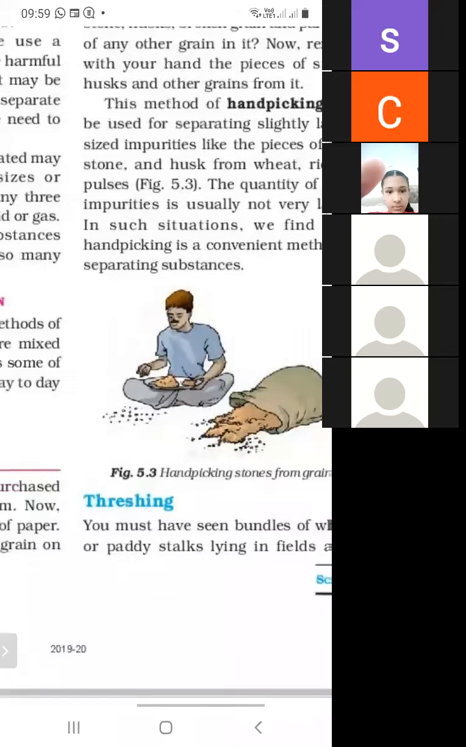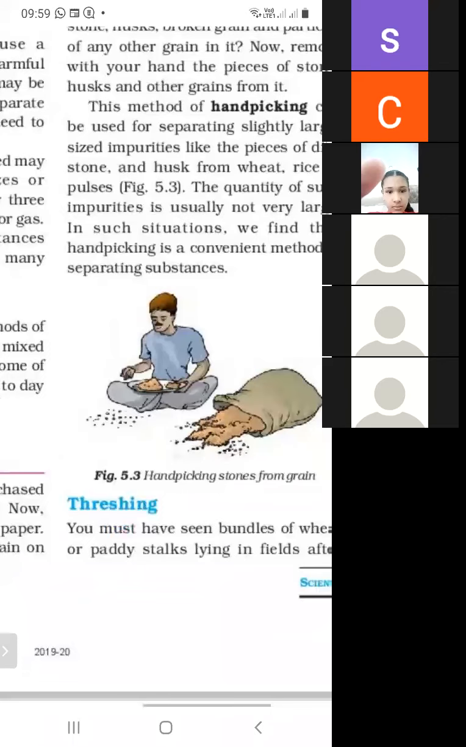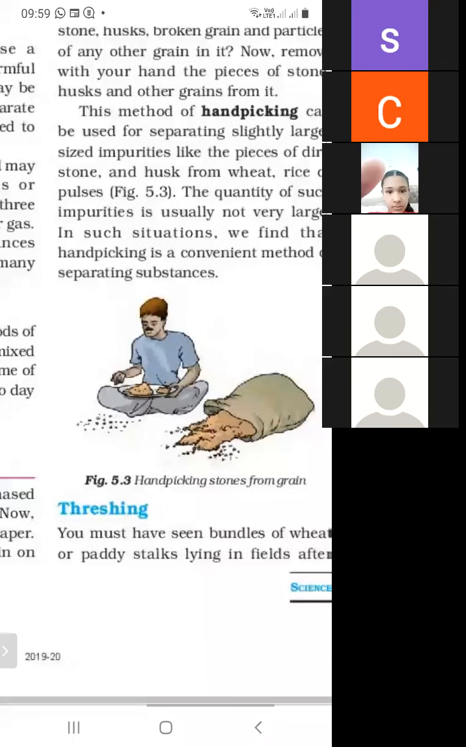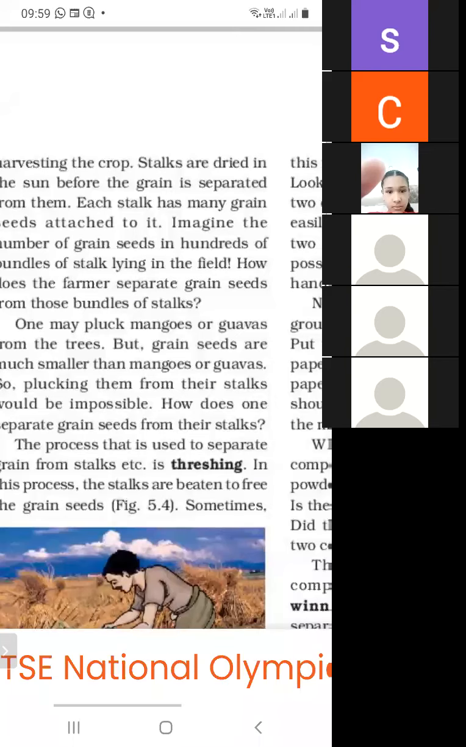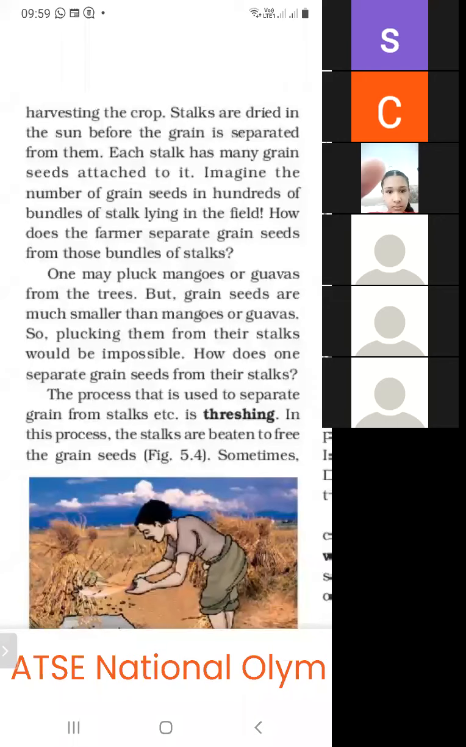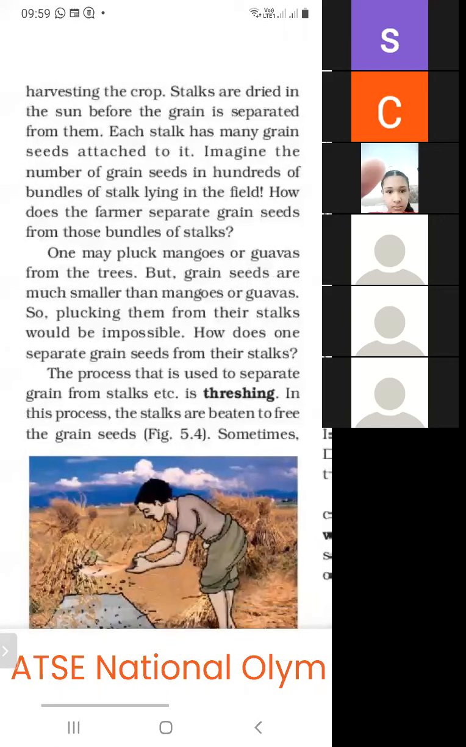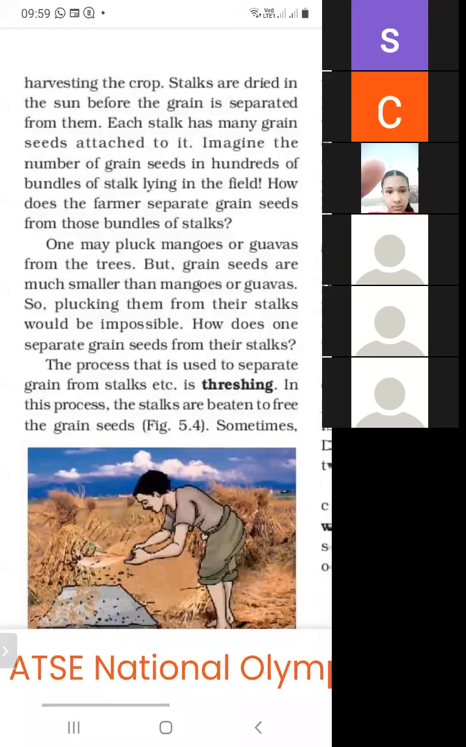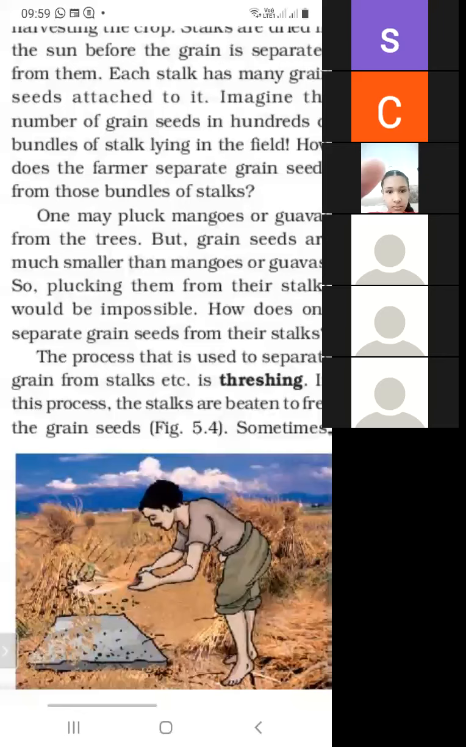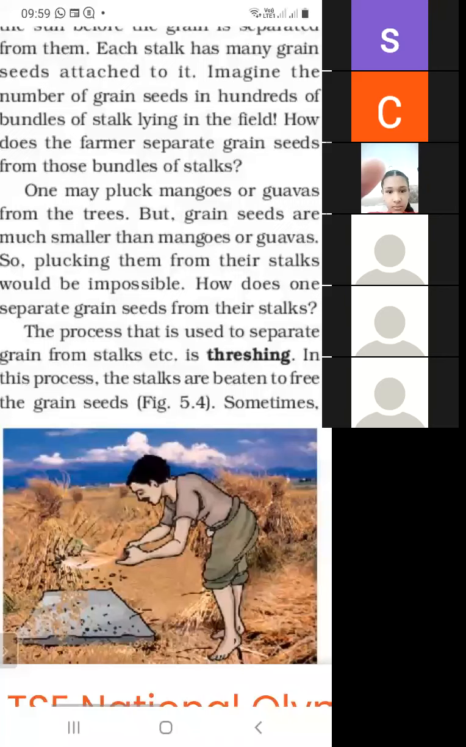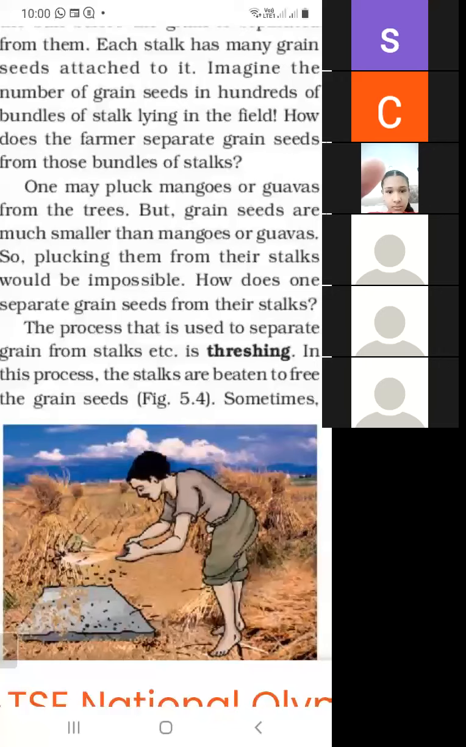And what is the next process? Threshing. And what do you mean by threshing? The process that is used to separate grains from the stalk. So in the figure, the man is using the process of threshing to separate grains from the stalk.